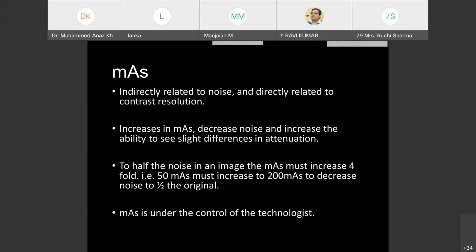Another important thing is this is indirectly related to noise, and this is milliamps second. That is directly related to contrast resolution.